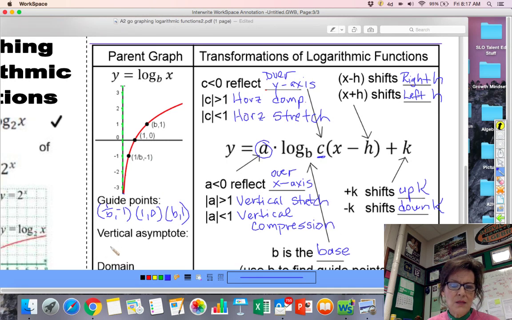Our vertical asymptote on the mother function is at x equals 0. The domain is the restricted part here. The domain is strictly greater than 0. As you see on this curve, it comes down and snugs right up against the y-axis, but without ever touching it. And our range is unrestricted. Our range goes from negative to positive infinity.